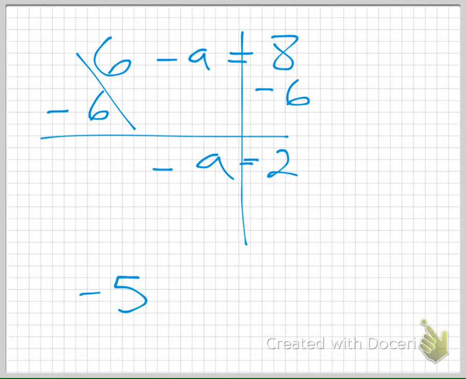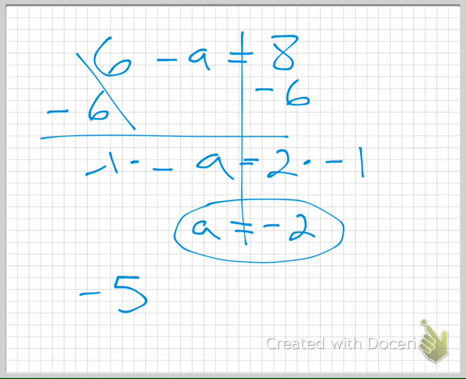1. 1 wouldn't do it. If I multiplied it by 1, it would still be negative 5. So how do I turn that into a positive 5? If I multiply by 2, now it's a 10. Oh, if I multiply negative 5 by negative 1, then it becomes positive. So what I'm going to do here is multiply this side by negative 1 and multiply this side by negative 1. And now that negative a becomes an a. 2 times negative 1 is negative 2. Make sense? Try one of those.